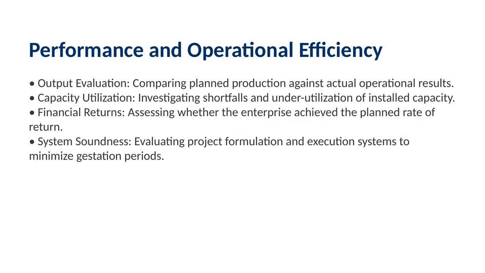Next, we look at performance. Have the plant production or operational outputs actually been achieved? If there's a shortfall or if the installed capacity is being underutilized, the auditor needs to find out why. This ties directly into the financial side. Did the enterprise achieve the planned rate of return?